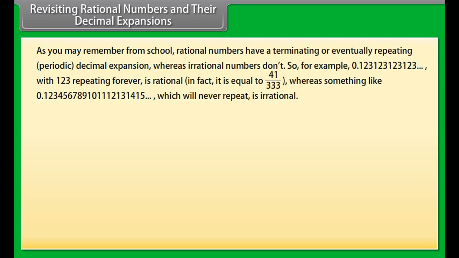Since a and b are integers, we get a upon 7b is rational, and so square root 5 is rational. But this contradicts the fact that square root 5 is irrational.